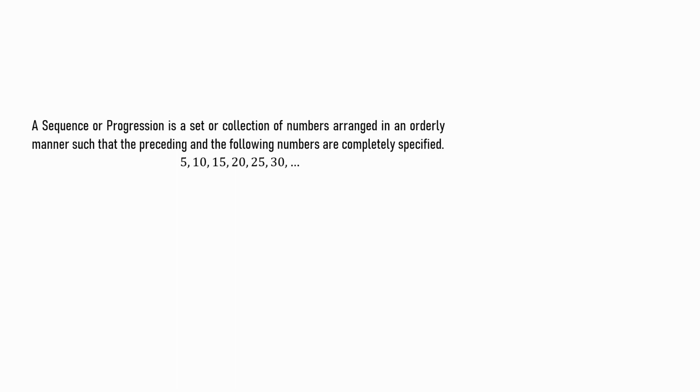5, 10, 15, 20, 25, 30. Alam natin na sequence to na nagsisimula sa 5 at yung mga susunod na terms makukuha pag nag-add tayo ng 5 dun sa previous term. Infinite yung sequence na to kasi may ellipsis sa dulo. Yung notation natin, a sub 1 para sa unang term, a sub 2 sa pangalawa, and so on.